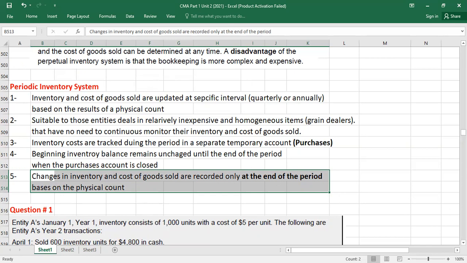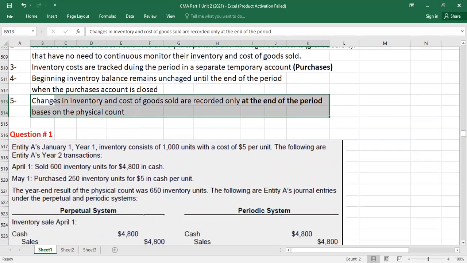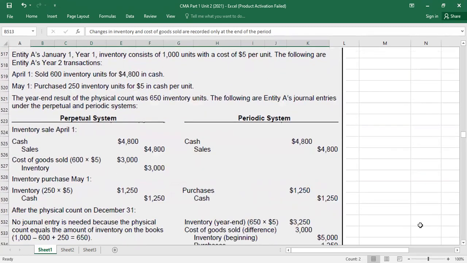So here we go, with the help of an example we can understand. You can see here we have a small question. Please, you need to understand this example. Let's assume there is an entity A. On January 1, year 1, inventory consists of 1000 units with the cost of $5 per unit. Actually here we have the opening balance of inventory: 1000 units with the cost of $5 per unit.